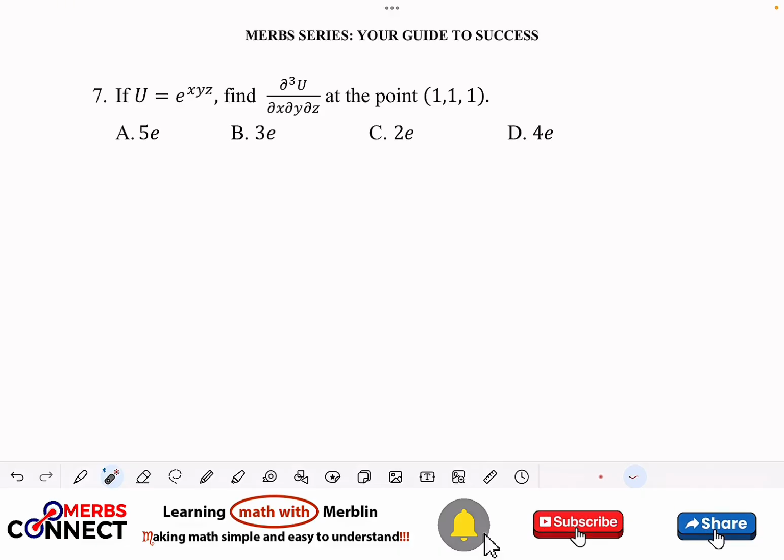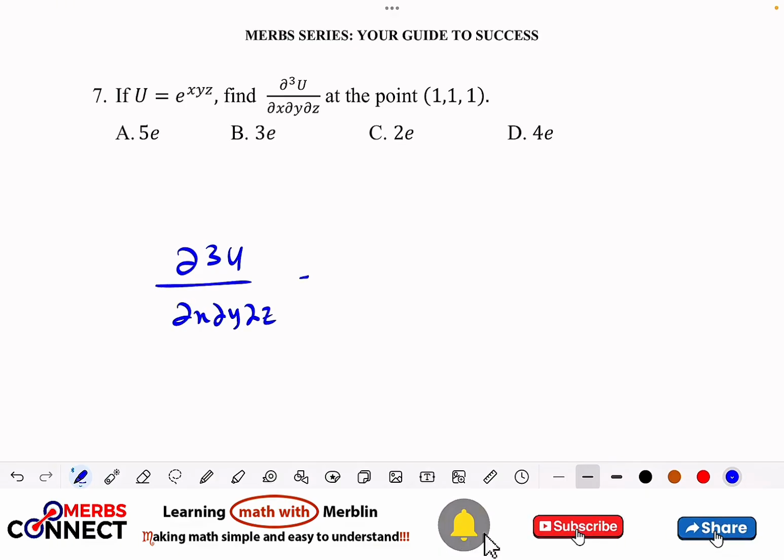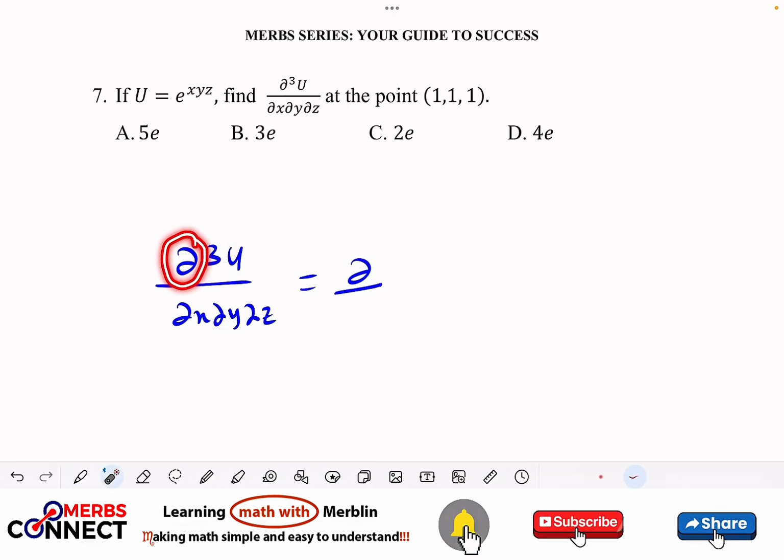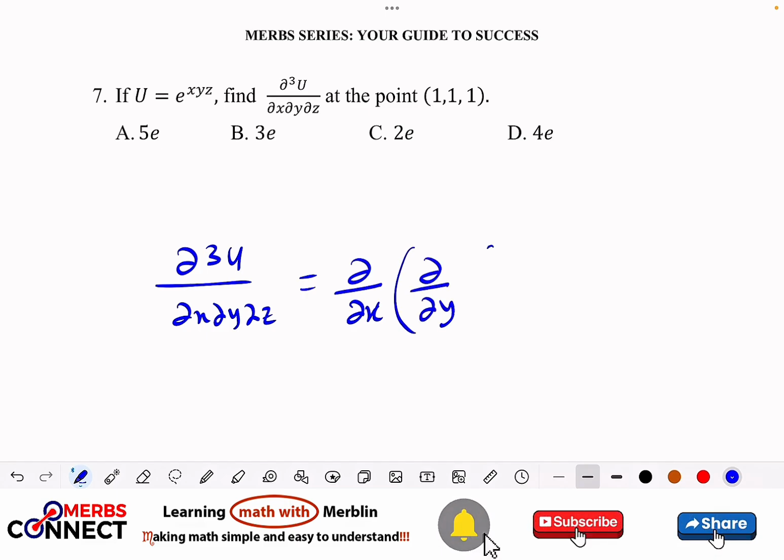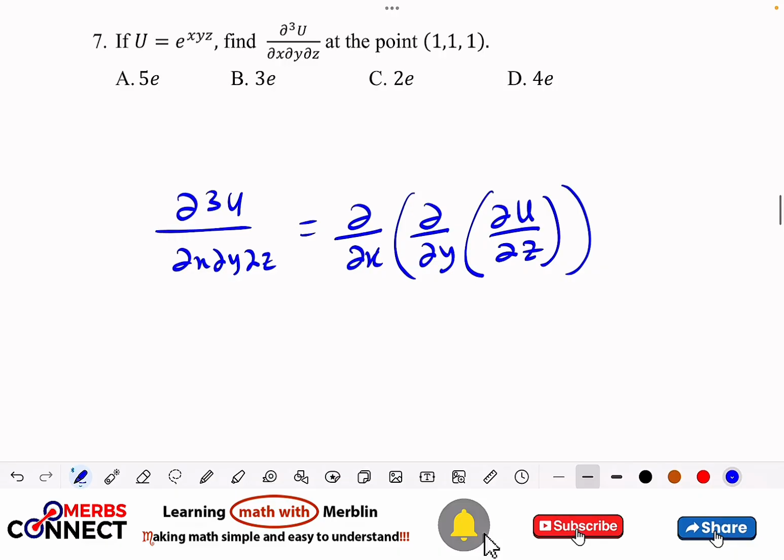Let's look at question 7. So question 7, the same thing. Now I want to differentiate this 3 times with respect to x, y, and z. So first, when you write one of this, it goes with the x, the second one will go with y, and then the third one will go with z. So this with respect to x, open bracket, this again with respect to y, open bracket, and this will go with the u with respect to z. And then close the bracket again. So what we just need to do first is differentiate u with respect to z.